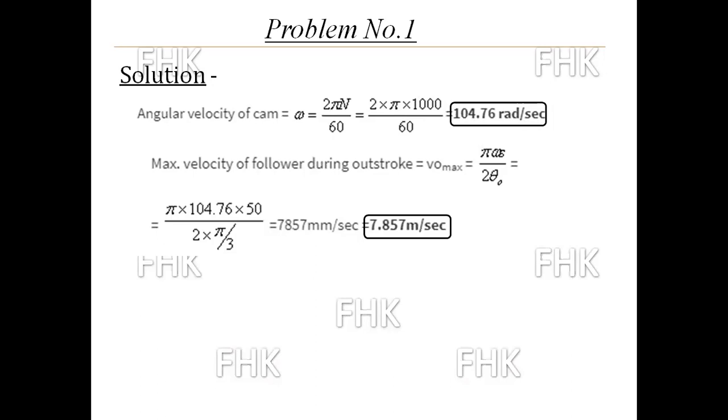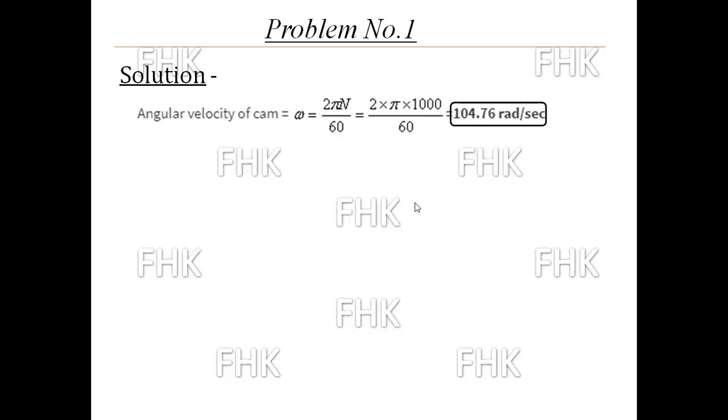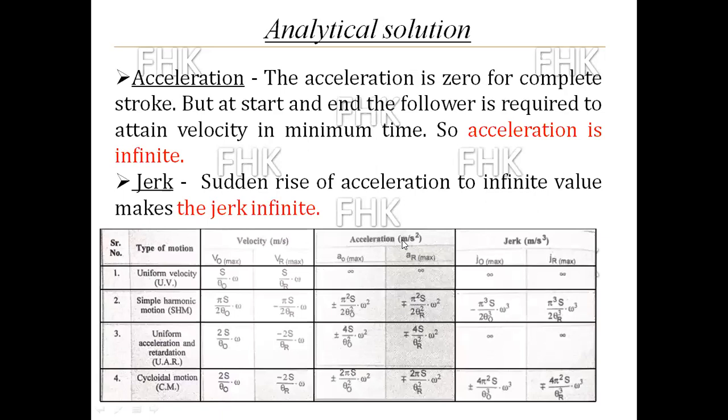Now the maximum velocity of the follower is required, which is given in the problem statement. Velocity at outward stroke: the formula is pi omega s divided by 2 theta. Here you can see pi omega s divided by 2 theta for outward stroke. Theta is given in degrees, which you have to convert into radians.